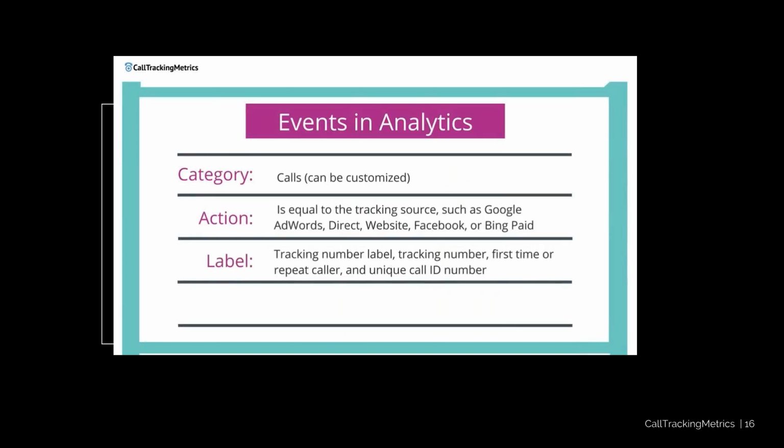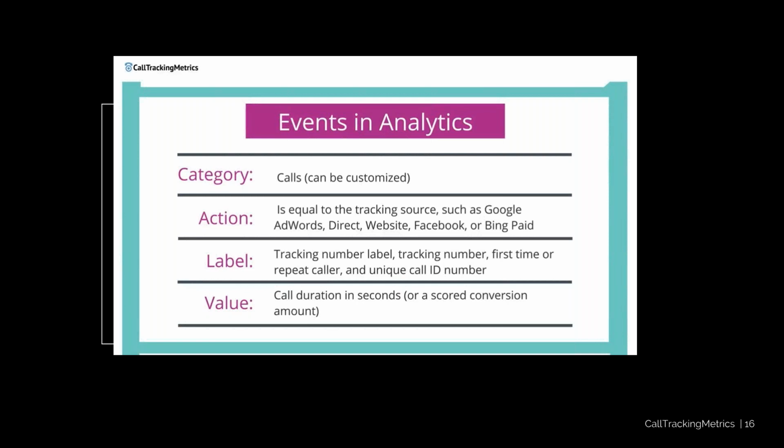By default, the category will be calls. Inside of CTM, there are several different ways to customize the category of an event. The action will always be equal to the name of the tracking source. The label is made of 4 parts. The label of the tracking number. If the tracking number isn't labeled, it will report as not set. Next is the tracking number that was dialed, followed by whether or not this was a first-time or repeat caller.